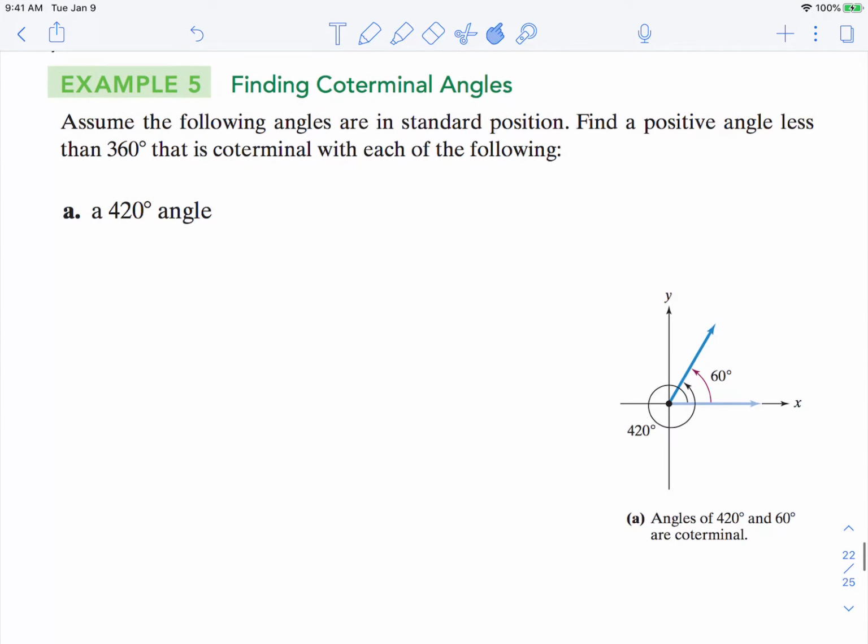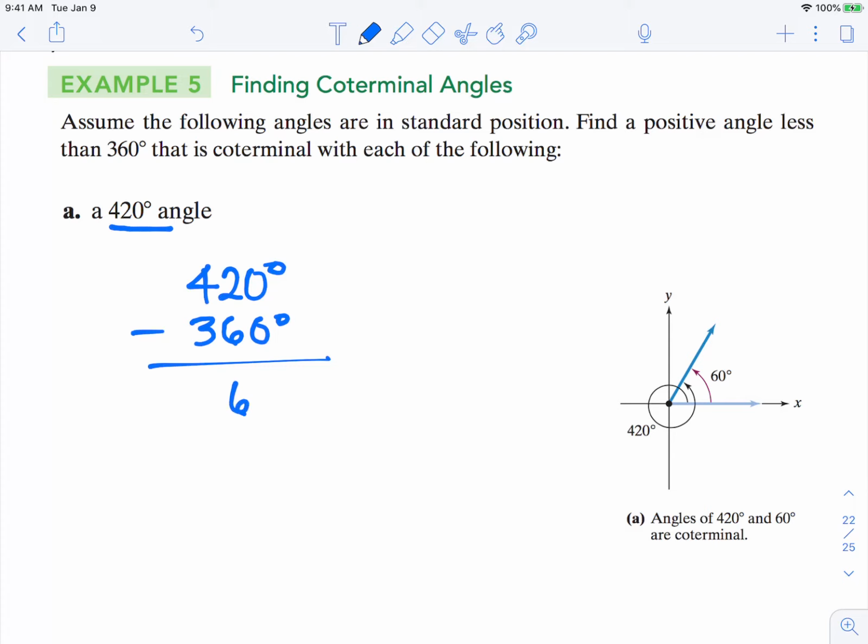So we're going to go ahead and do some examples below. Assume the following angles are in standard position. Find a positive angle less than 360 degrees that is coterminal. So here is 420 degrees. It is more than 360 degrees, so we are going to subtract one revolution from that, giving us 60 degrees. So 60 degrees is coterminal to 420.